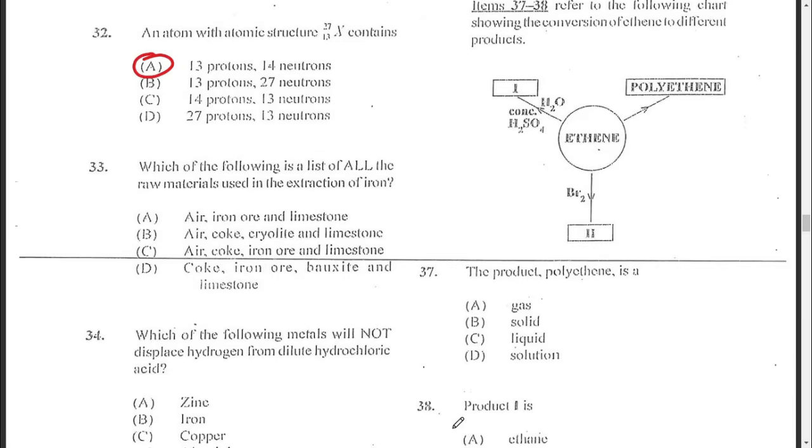33. Which of the following is a list of all the raw materials used in the extraction of iron? Is it air, iron ore and limestone, or air, coke, cryolite and limestone, or air, coke, iron ore and limestone, or coke, iron ore, bauxite and limestone? And the answer is C.